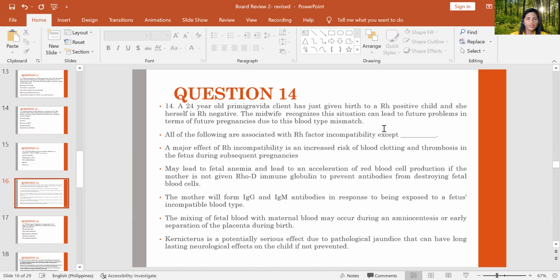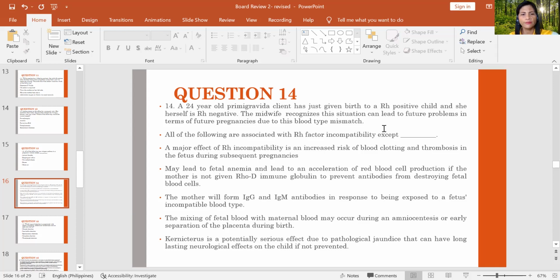First option, a major effect of Rh incompatibility is an increased risk of blood clotting and thrombosis in the fetus during subsequent pregnancies. May lead to fetal anemia and an acceleration of red blood cell production if the mother is not given Rho immune globulin to prevent antibodies from destroying fetal blood cells. The mother will form IgG and IgM, or immunoglobulin G and immunoglobulin M, antibodies in response to being exposed to a fetus's incompatible blood type.